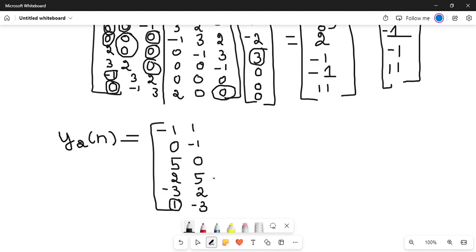For h of n, we simply pad l-1 zeros at the end, that's all. Nothing else we do. Fine. If you understand this much, you will easily pass your exams without fail.